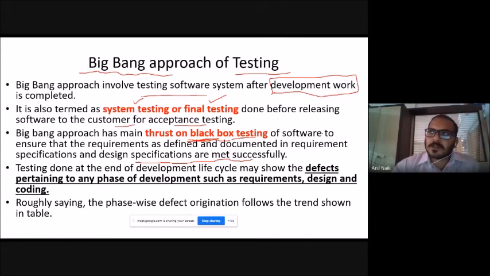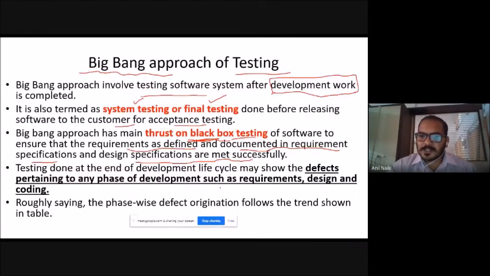After the development, the product is ready, and the user is logging in and providing his input, and just cross-checking with the requirements as defined and documented in the requirement specification. So he is comparing against the test cases. Testing done at the end of the development life cycle may show the defects pertaining to any phase of the development.